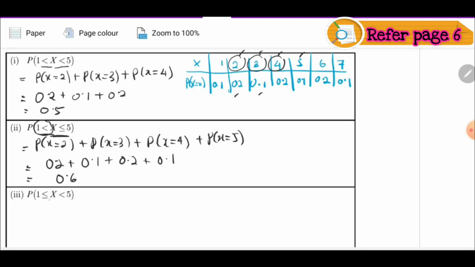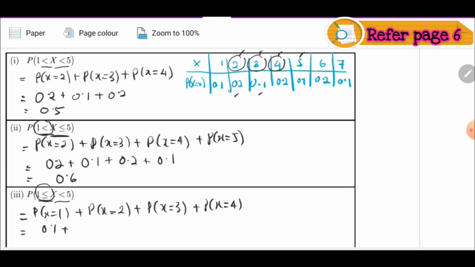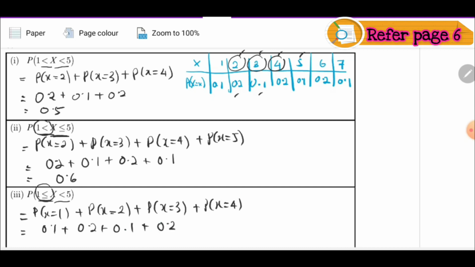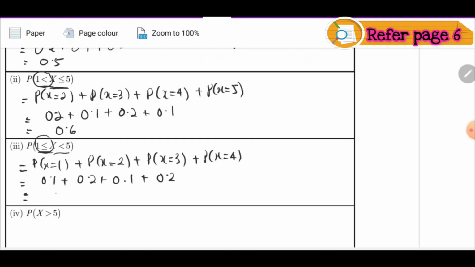Okay, question number 3. Find the probability when x is less than 5 but greater than or equal to 1. So here we include 1, so we must start from 1 until 4. So P(x=1) plus P(x=2), P(x=3) until P(x=4). When x equals 1, the probability is 0.1. When x equals 2, it is 0.2. When x equals 3, it is 0.1. And when x equals 4, it is 0.2. So the answer is 0.6.